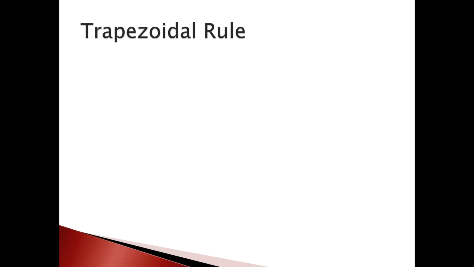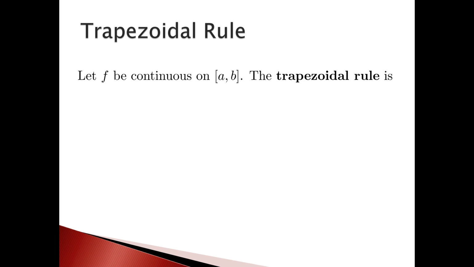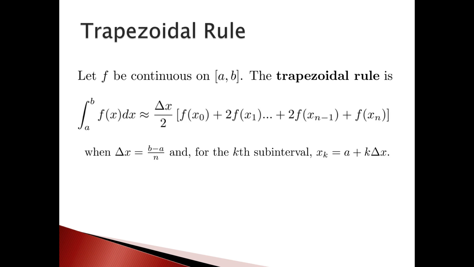Okay? So let's write this out formally. If you have a continuous function from a to b, then you can find an approximation to the integral using the trapezoid rule, and it's that formula we have there on the screen. Again, what's my delta x? Well, we're using evenly divided subdivisions.